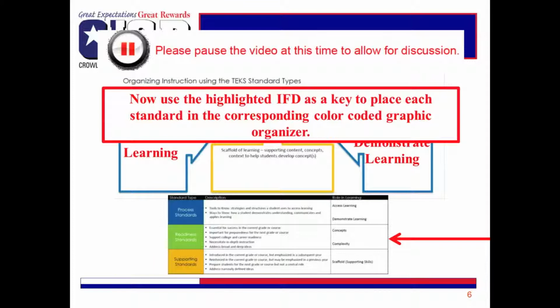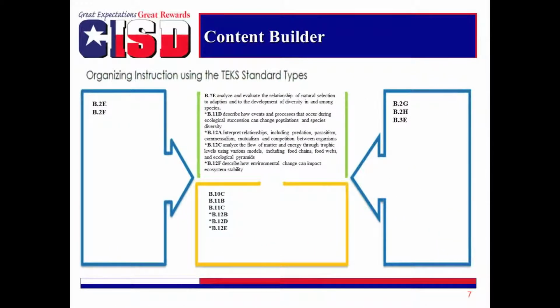Now, use the highlighted IFD as a key to place each standard in the corresponding color-coded graphic organizer. Please take a moment to review the placement of each of the standards. Notice for this unit there are 5 readiness standards: B7E, B11D, B12A, B12C, and B12F. It is important to note, as stated on the IFD and indicated by the star, that this is the last time standards 11D, 12A, 12B, 12C, 12D, 12E, and 12F will be taught prior to the EOC assessment.